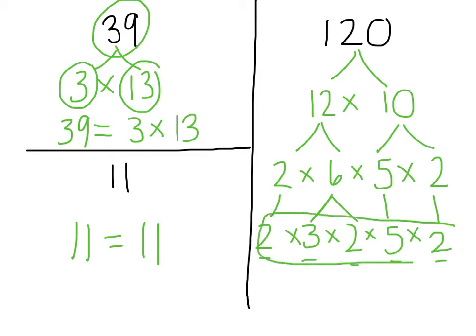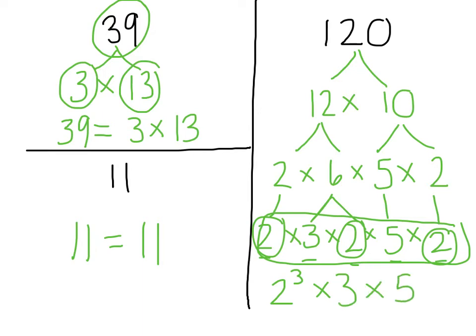That's my prime factorization. I can write this using exponents, and if you remember exponents, this would be 2 to the third power because I have 1, 2, 3 2's here. 2 to the third times 3 times 5.